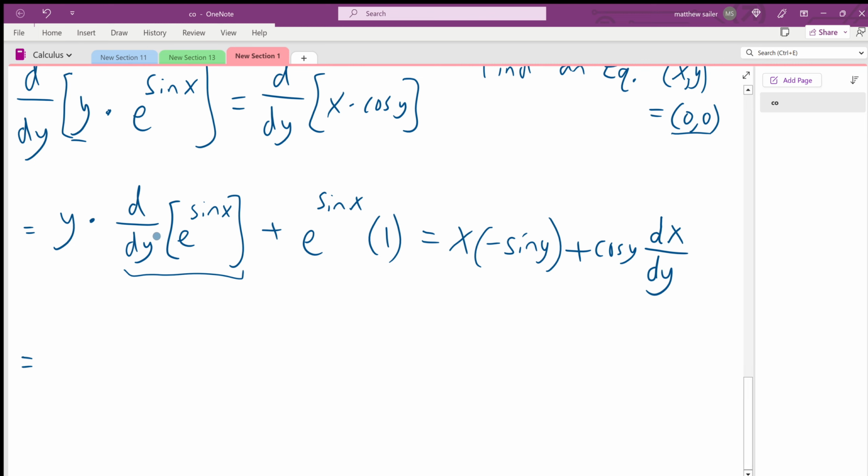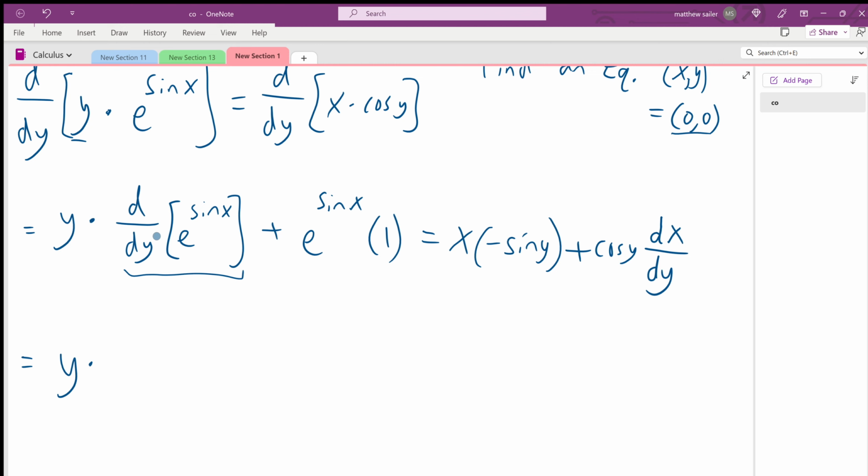Alright, so this is going to equal y times, and now taking the derivative of e to the sine x, we would have to do u substitution with u being sine of x. So I'm going to do it a little fast. If you want to see more detail of how to do this type of derivative, I have videos that I posted in the past outlining how you do u substitution.